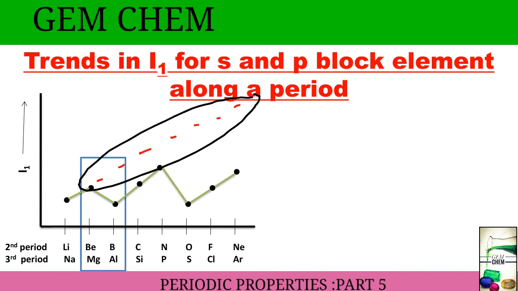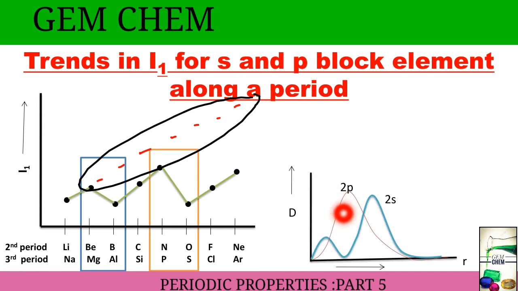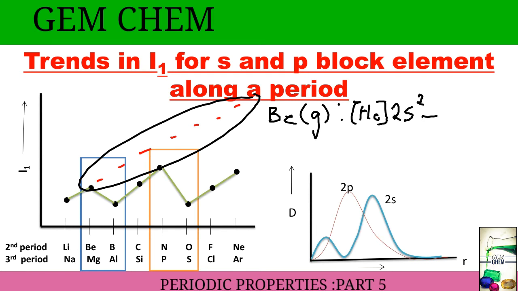This can be explained by using the radial distribution curve. Now see, this is the radial distribution curve, right? Now what is the process of ionization? In ground state beryllium is He 2s2, right? And when it loses one electron and produces I1, it is Be plus in ground gaseous state, right? So this is the state where it loses one electron and the configuration is helium 2s1.